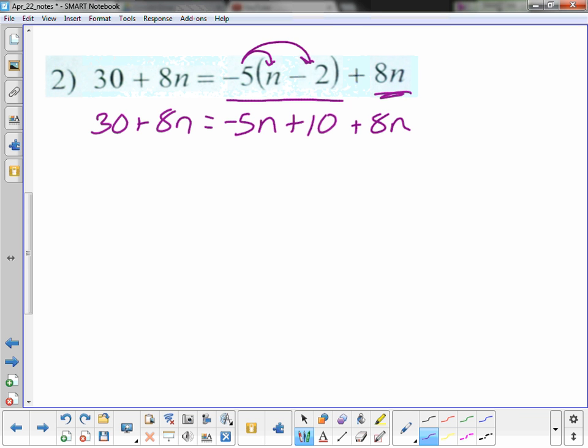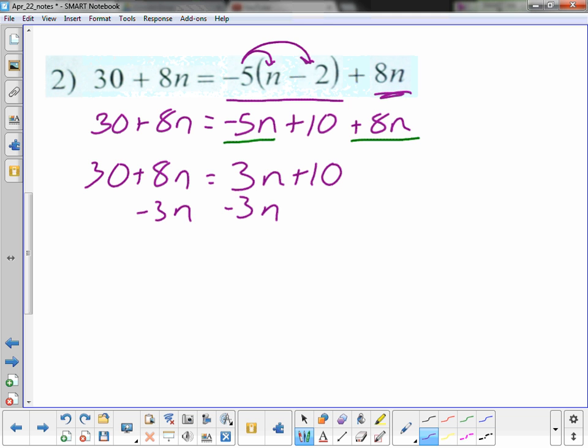Okay, so now when I look at this problem, I have terms on the right-hand side, the negative 5n and the 8n, that I should combine first. Well, 8n minus 5n would say I have 3n left, plus 10, and I've got the 30. Okay, so now we're back down to just having variables on both sides, and we're simplified on both sides. So now I want to move the smaller variable first. I'm going to subtract the 3n from both sides.